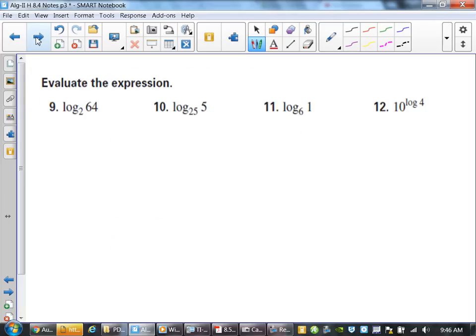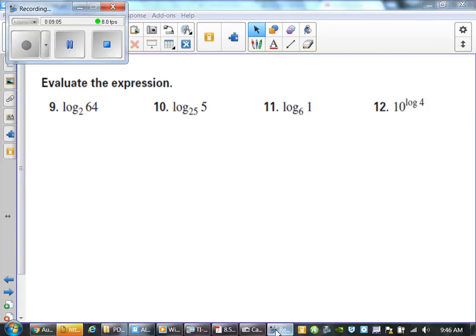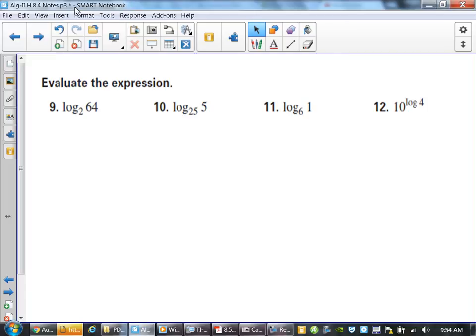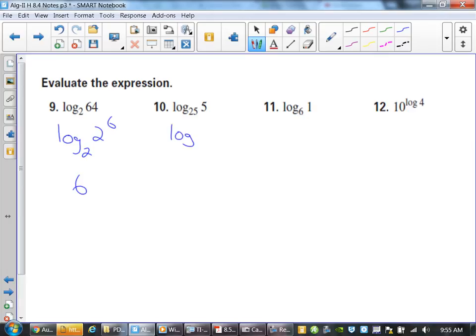Take a minute and do those 4. The logarithms, shifting gears. Log base 2 of 64 is? 6. Very good. So it's log base 2 of 2 to the 6th. 6. Log base 25 of 5. Negative 1/2. So it's log base 25.